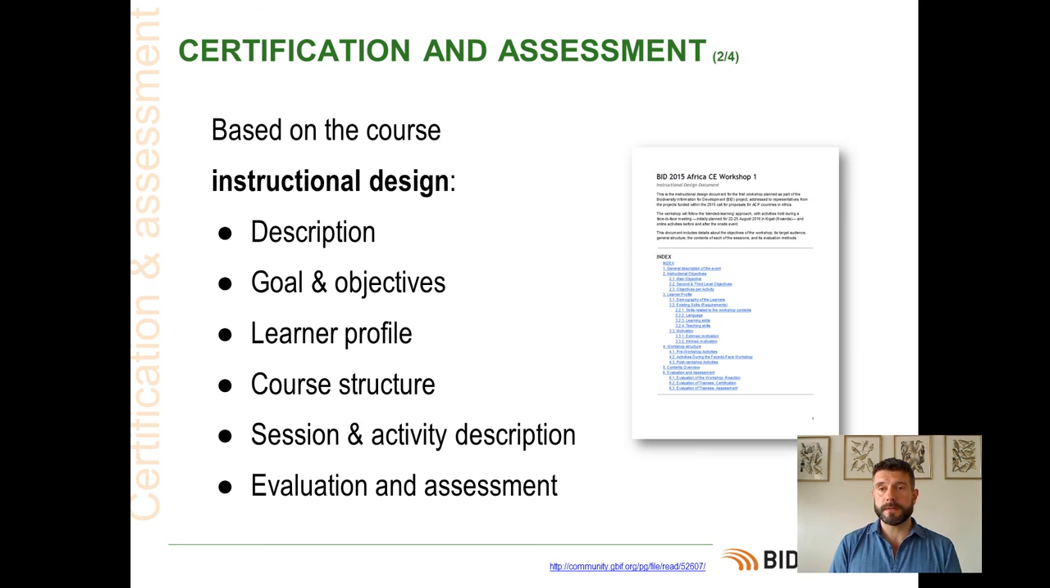The contents that are behind those badges are described in the instructional design document. You have a link also here in the slide and in the comments of the video. There you will find the description of the workshop, but most importantly, the goals and objectives of the workshop that are linked to these badges and to the certification system associated to the workshop.